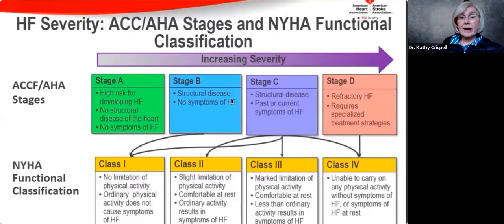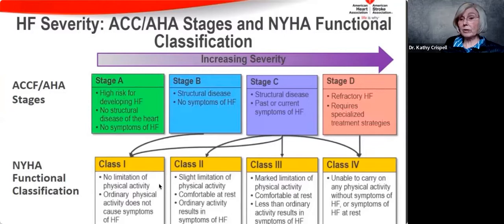Now, in summary, this is the last slide. I like this slide because it again shows the functional classes and the stages together. Going from left to right in both the stages and the classes indicates increasing severity, okay? So you can see stage A here. These are only people at risk. They may not even have heart disease. They don't have any symptoms of heart failure, so these classes don't even apply to them, okay? In stage B, they now have some structural changes to the heart, but no symptoms of heart failure. Because they have no symptoms of heart failure, they fall into class 1, okay? Now stage C here is the tricky stage because they can fall into any of these classes, all right?